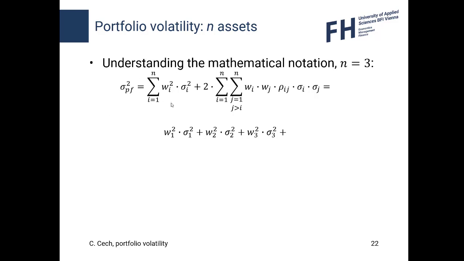The first part is easy to interpret. It's, for all constituents, w_i squared times sigma_i squared, and then the sum of these products. This is easy to interpret for most people. So in the case where n is equal to 3, we have the formula for this expression written here.